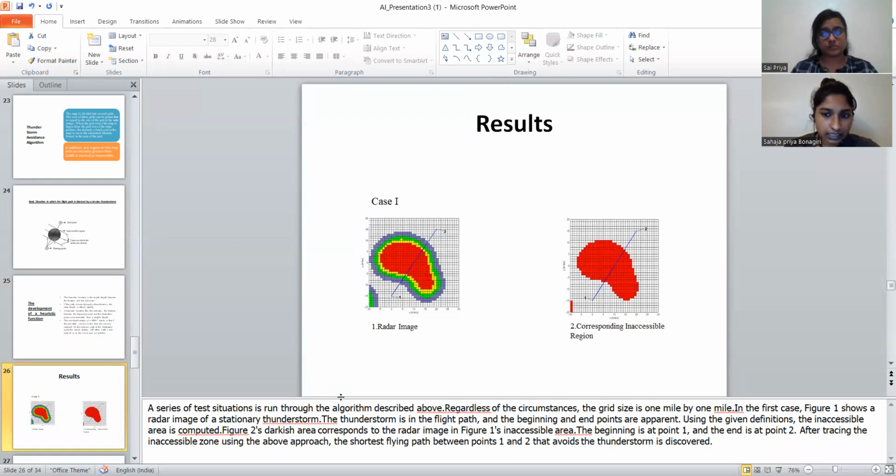The start is at point 1 and the end is point 2. This is how it works. After tracing the area that can't be reached, the shortest flying path between point 1 and point 2 that avoids the thunderstorm is found. Next slide.